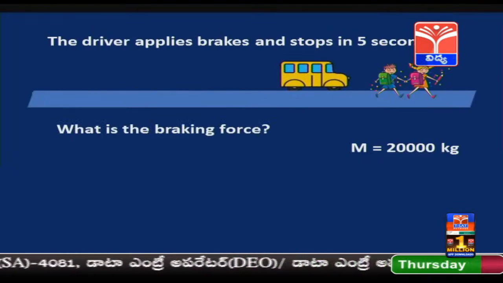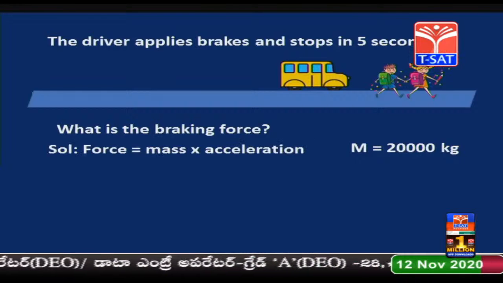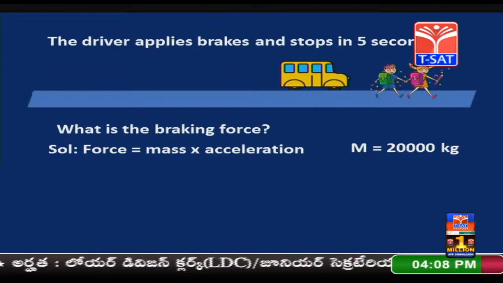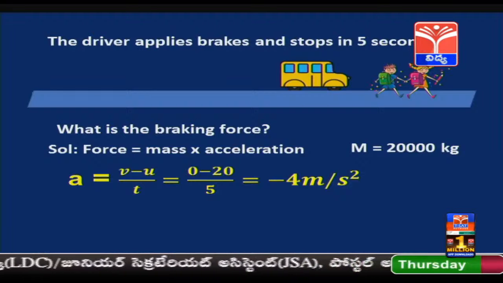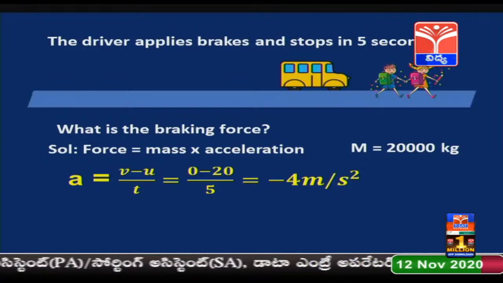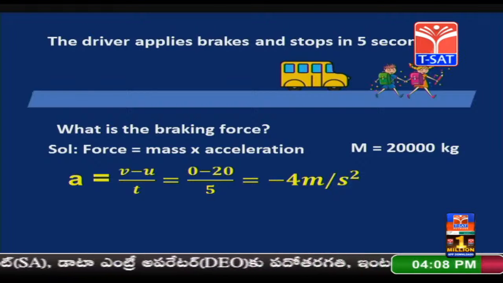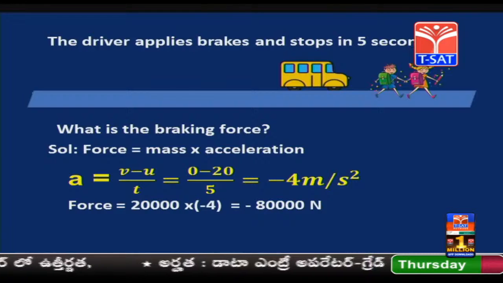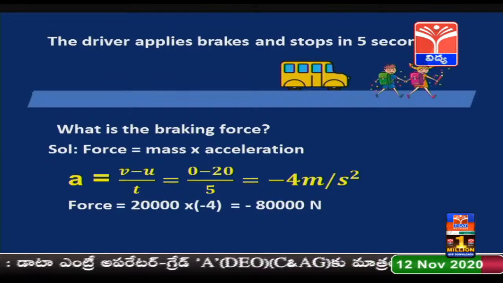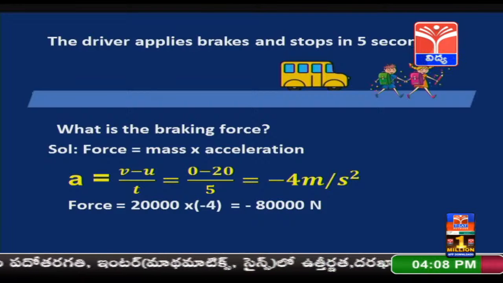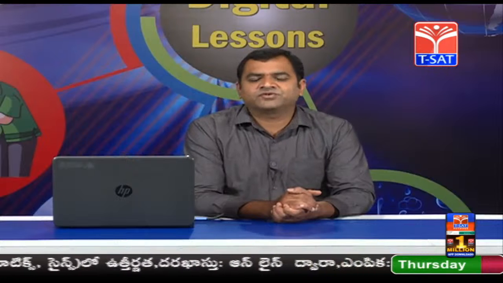So, what is the braking force? To find the force, we can use the relation force is equal to mass times acceleration. Acceleration is equal to (v minus u) by t, which is equal to (0 minus 20) by 5, which gives us minus 4 meters per second squared. So, the braking force is mass times acceleration, which is 20,000 into minus 4, which is minus 80,000 Newton. The minus sign indicates that the force is in the direction opposite to the velocity.